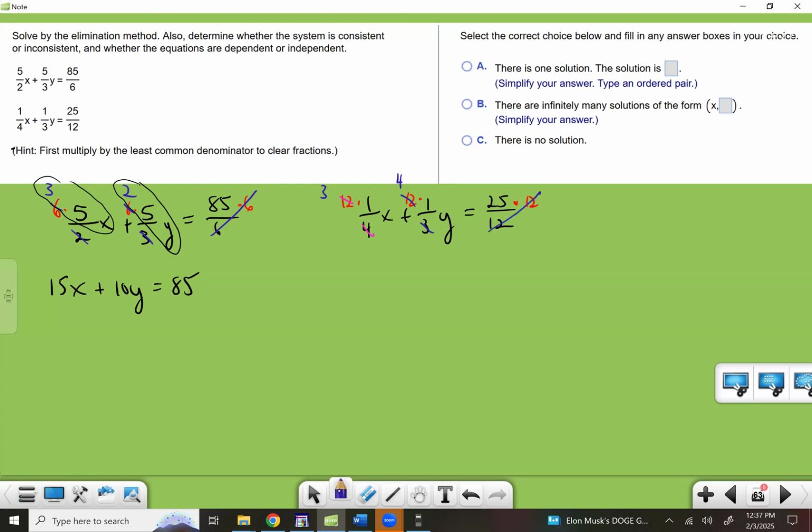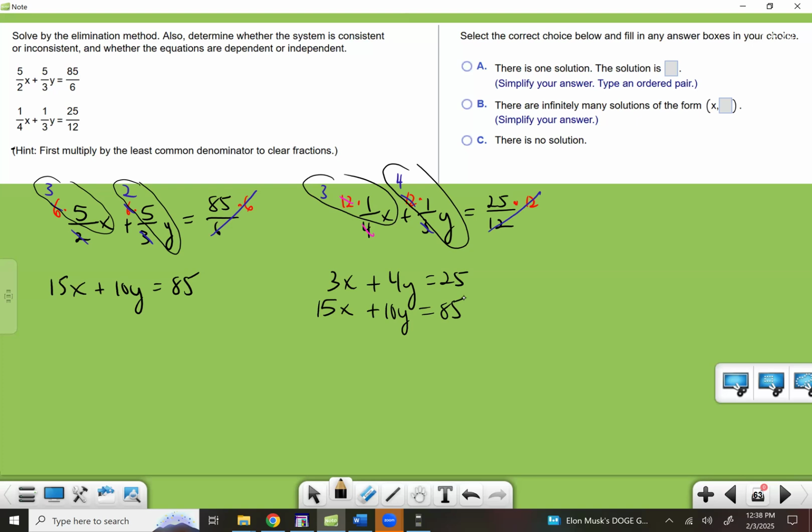So we end up with 3 times 1 times x, so 3x, 4 times 1 times y, so 4y, and then 25. So I'm going to stack these two right on top of each other, just so I can stare at them a little better and figure out how I'm going to make one of the variables go away.